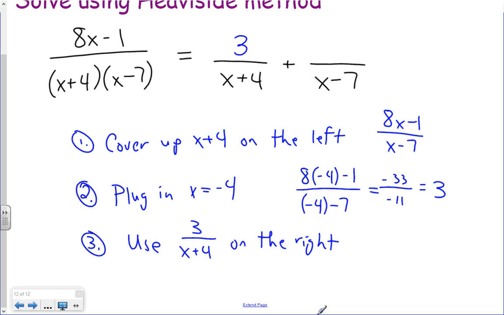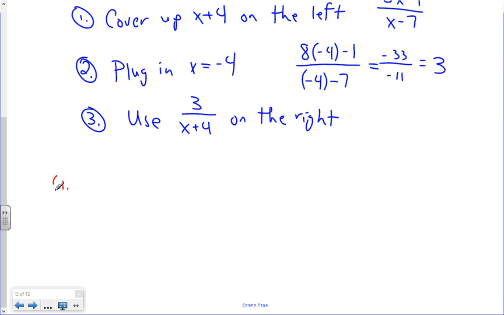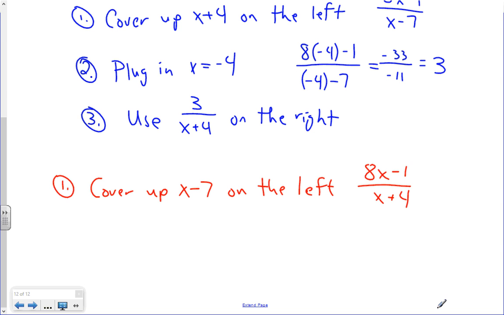All right. That's the process that we've gone through. We're going to do that again now because I've figured out the numerator for the first one, but now let's do the second one. I'll start these steps over again. The first step is we're going to cover up the x minus 7 on the left side of our equation. So we'll be left with 8x minus 1 over x plus 4, which is what remains if I cover up the x minus 7.